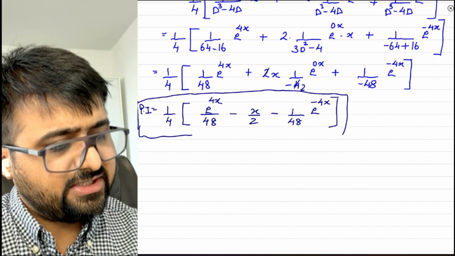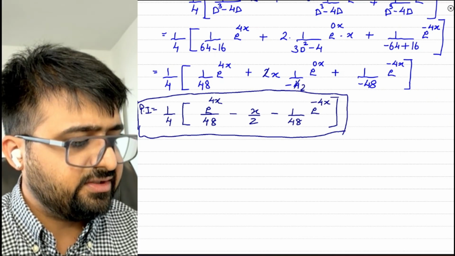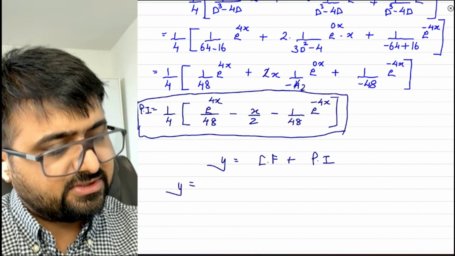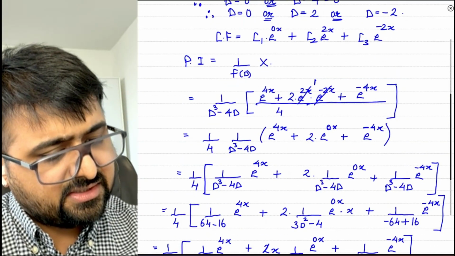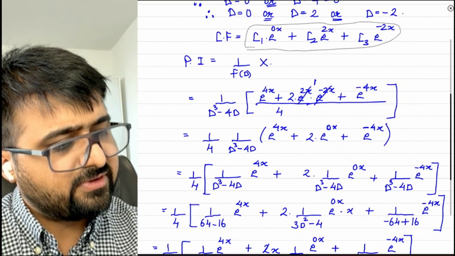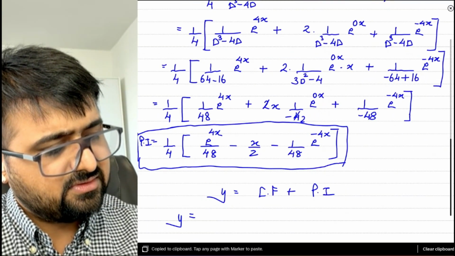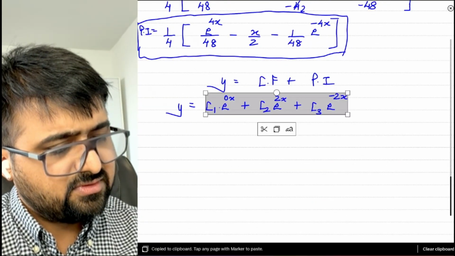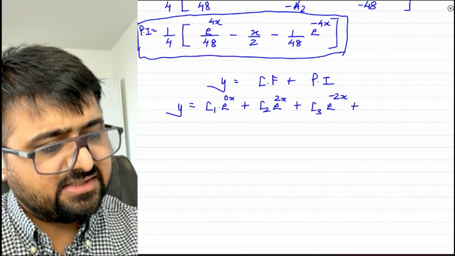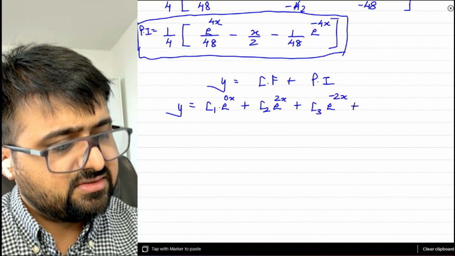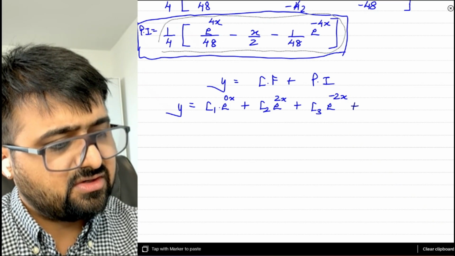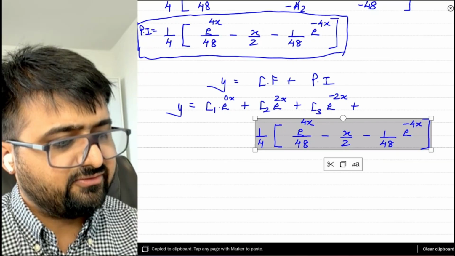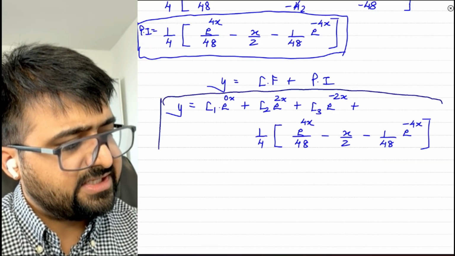Okay. So now that you know the particular integral, we know the solution is y is equal to CF plus PI. So our solution will become y is equal to CF. Let's just copy that value of CF so that I don't have to write it again. Plus PI. Let's copy the value of that PI as well. So we have this value right here. We can just copy and paste it over here. So we have basically found the solution of that differential equation. I hope that makes sense.